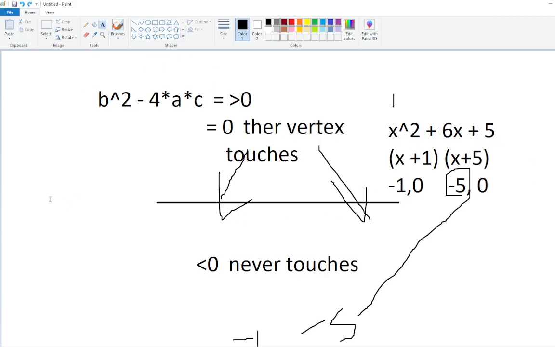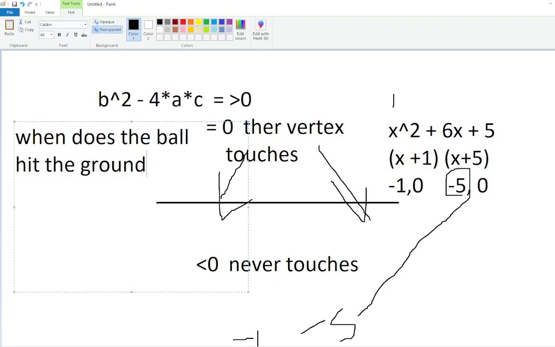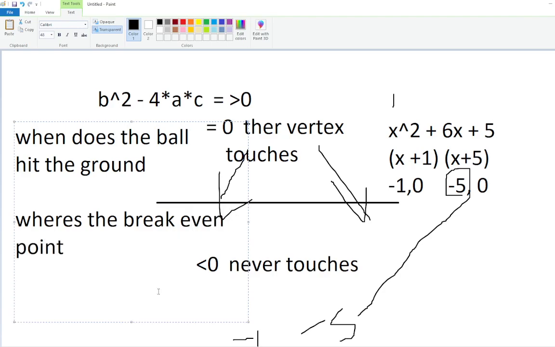So for things that hit the x-intercept, here are some of the questions. When does the ball hit the ground? Where's the break even point? What else would be right at the x-axis? Anything that hits 0, so that's usually the two: when does the ball hit the ground and where's the break even point?